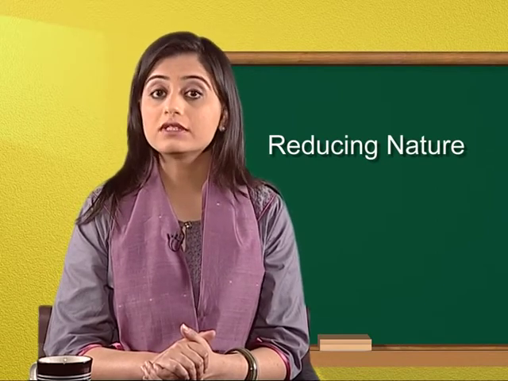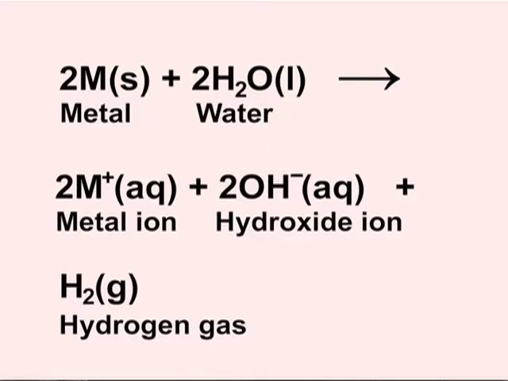Reducing nature. The alkali metals are strong reducing agents. They have a high tendency to lose electrons. Lithium is the first element of the alkali metals. It is the strongest reducing agent because of its greater hydration energy. Let's discuss standard electrode potentials of the alkali metals. It lies between minus 2.7 volts to minus 3.0 volts. It indicates that these metals have a strong tendency to form cations in solution.